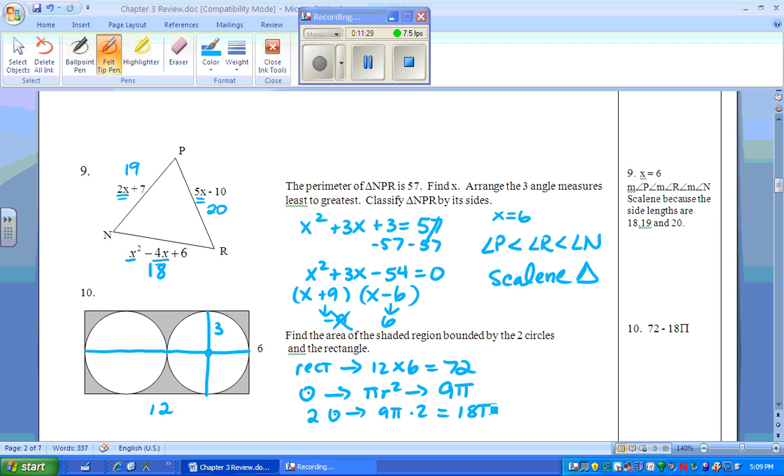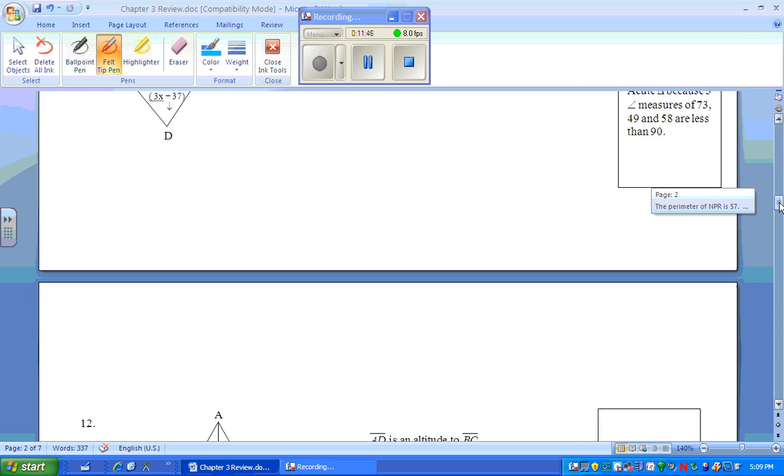And now what do we do? We subtract the big answer, which is the big shape, which is the rectangle, minus the small answer, and then add units squared. Do not combine the 72 and the 18 because that will get the wrong answer. One term has pi, one does not.